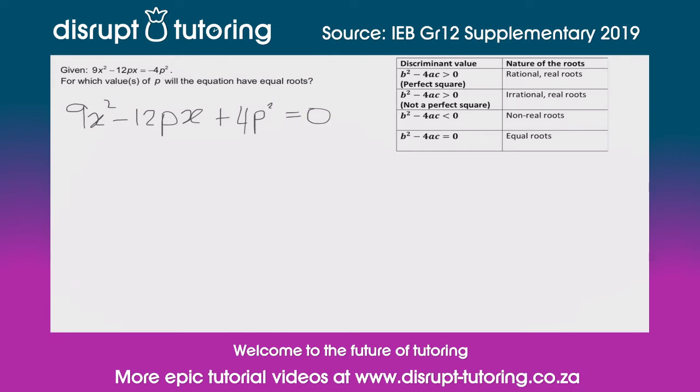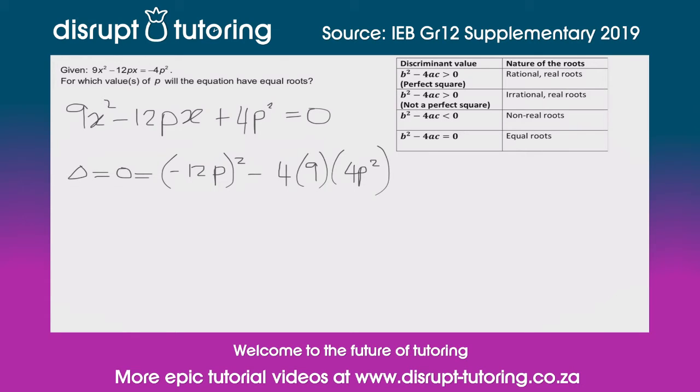They've asked us for which values of p will the equation have equal roots. So when we look here, we've got equal roots when our discriminant equals 0. So our discriminant equals 0, and that is b squared. So let's put that out. So b squared is minus 12p, and that is squared. And then minus 4 times a, which is 9, and then c, which is 4p squared.